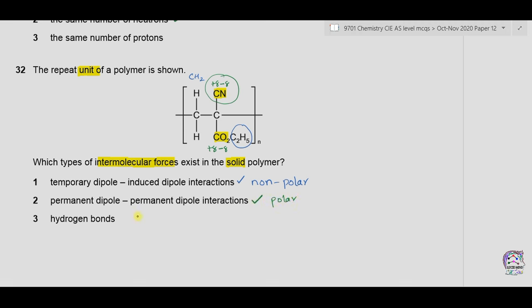Third is hydrogen bonds. Now for hydrogen bonding, fluorine, oxygen or nitrogen must be present, and there should also be a hydrogen atom directly bonded with either of these three elements. As we can see that in the repeat unit there is no hydrogen bonded with fluorine, oxygen or nitrogen, so therefore hydrogen bonds will be absent. Option 1 and 2 are correct, so therefore answer is B.